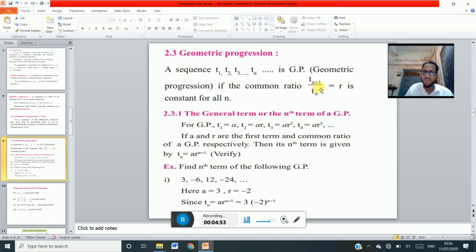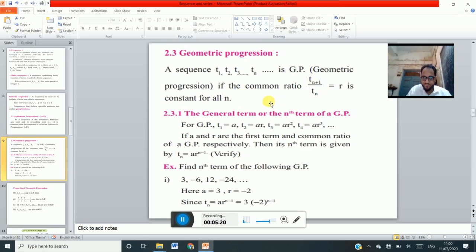If again we consider, say n equals 3, then T(n+1) is T4, so T4 by T3. T4 is the fourth term, T3 is the third term. If the ratio of these two terms is constant, and if it is constant for all the terms of the sequence or the progression, then that progression is known as geometric progression.